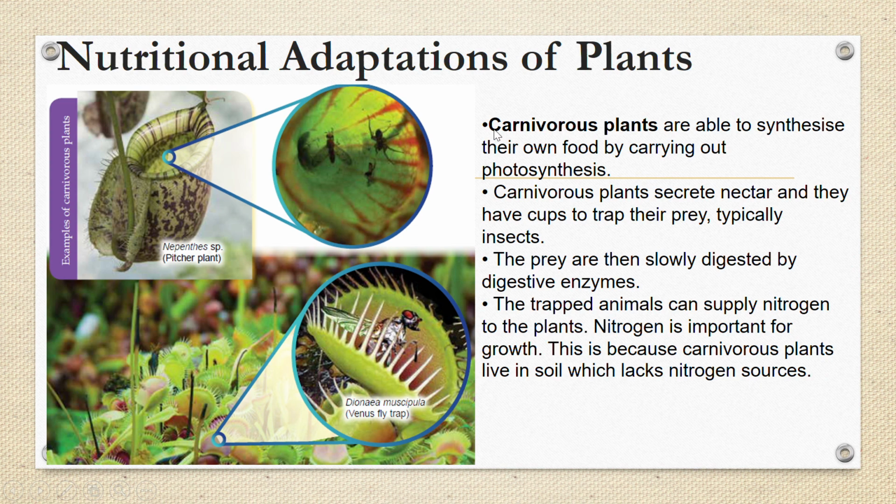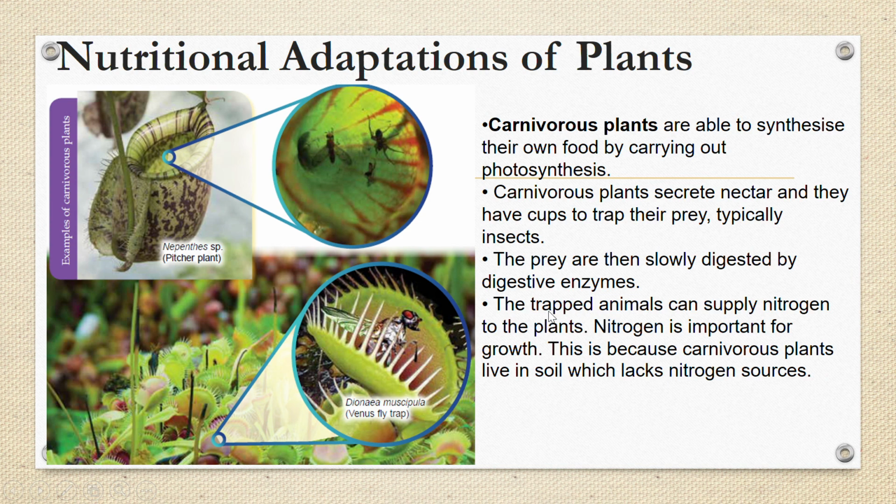When you see the term carnivore, you might be imagining big animals like tigers and lions. No, but for carnivorous plants, we are actually referring to insects. Upon being trapped, these prey, these insects, will then be slowly digested by digestive enzymes.